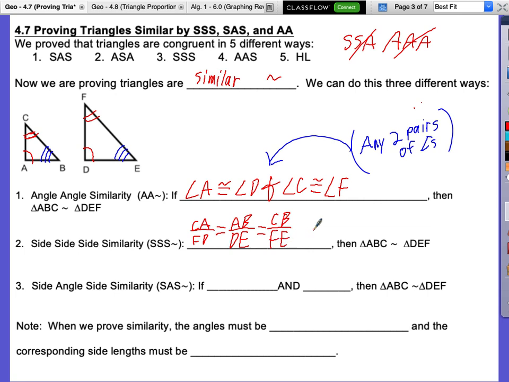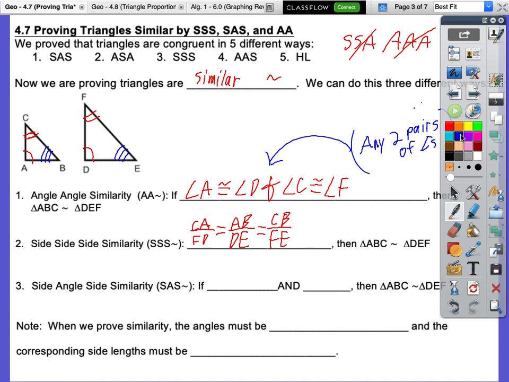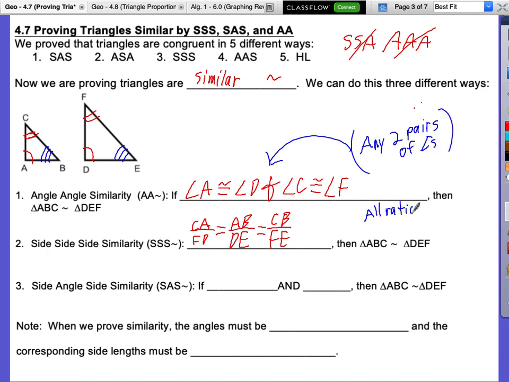So if all 3 of these ratios are equal, we take the length of CA divided by the length of FD, which will be equal to side AB divided by side DE, which will be equal to side CB divided by side FE. If all of those are true, then we know these 2 triangles are similar. So here, we need all the ratios to be equal. That's our big thing. We need all the ratios to be equal. Questions on that?